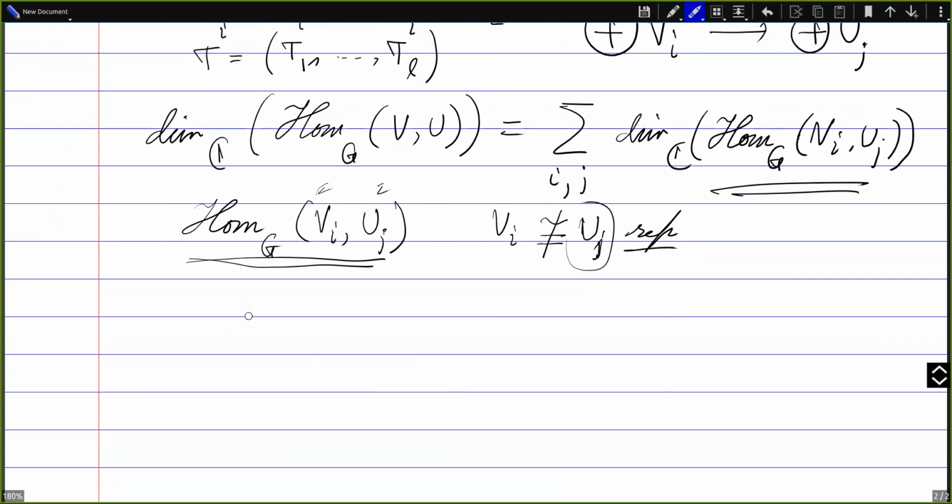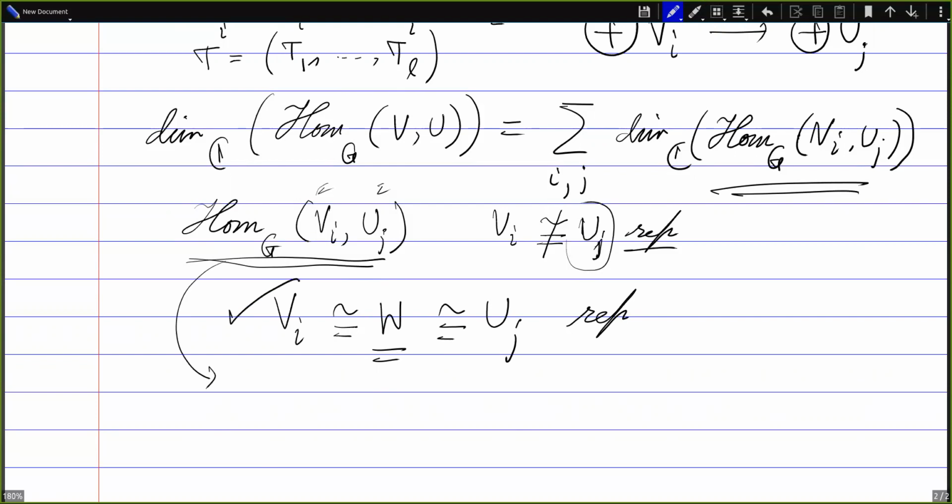Otherwise, if both Vi and Uj are isomorphic as representations to some irreducible representation W, then in that case this is isomorphic to Hom_G(W, W), and by Schur's lemma this is nothing but C. Therefore its dimension has to be 1.